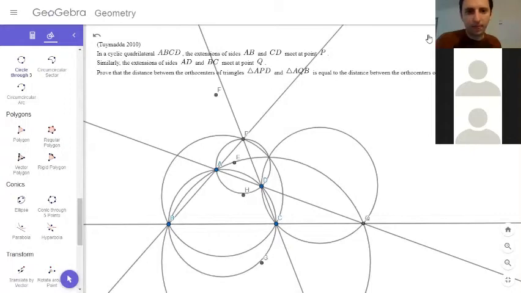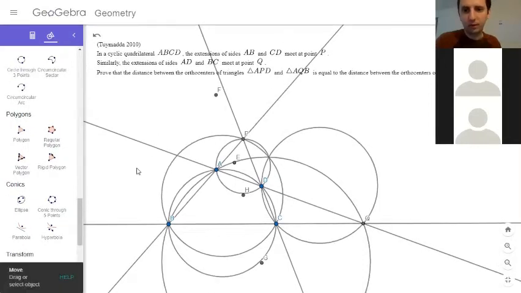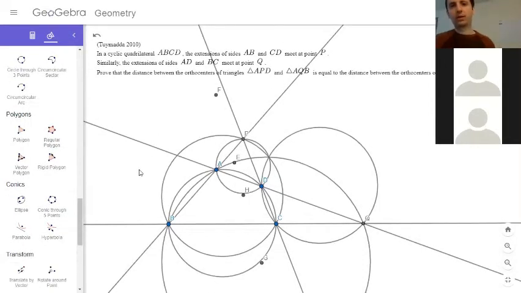So for collinear, now we have to show the distances. Let's see. Why are they collinear?